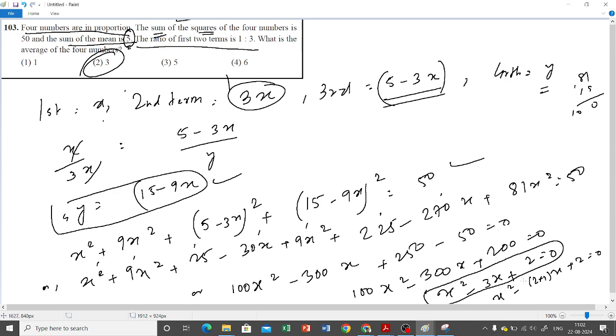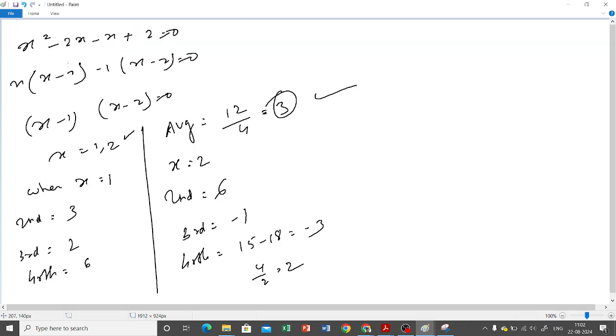This can be done by middle term factorization. Ishika, do you know middle term factorization? You must be knowing it. So x square minus (2 plus 1)x plus 2 equals 0. Now if you solve it, you will get (x minus 1)(x minus 2) equals 0, so x equals 1, 2.